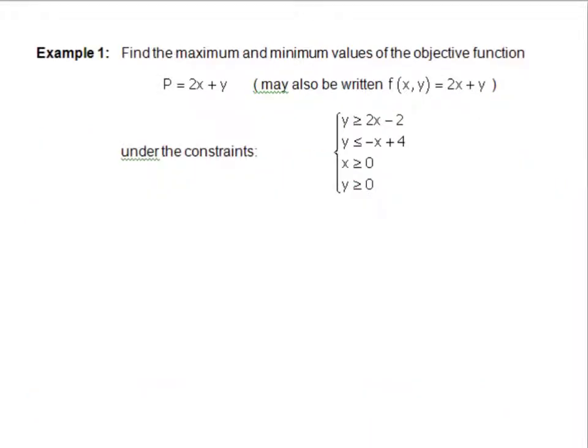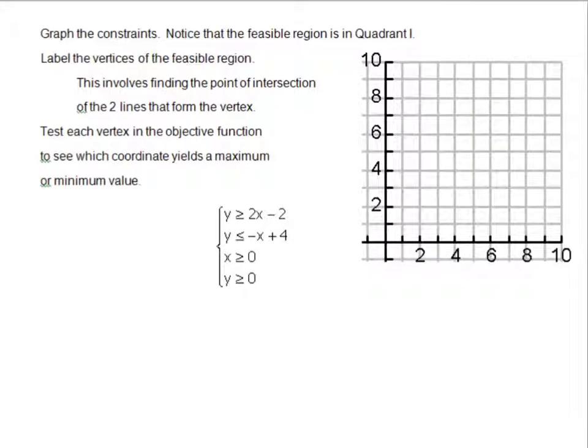Okay, so example 1, it says find the maximum and minimum value for this objective, P equals 2x plus y, under these constraints. So let me write my objective function again because I'm going to need that here in a minute. All right. First, what we're going to do is graph the constraints. So notice we've got x is greater than or equal to 0 and y is greater than or equal to 0, which means we're going to be strictly in quadrant 1. Okay, feasible region is going to be quadrant 1.